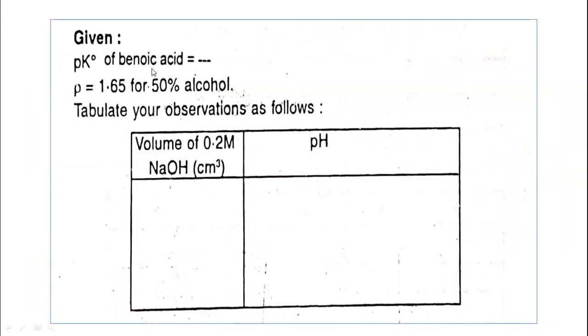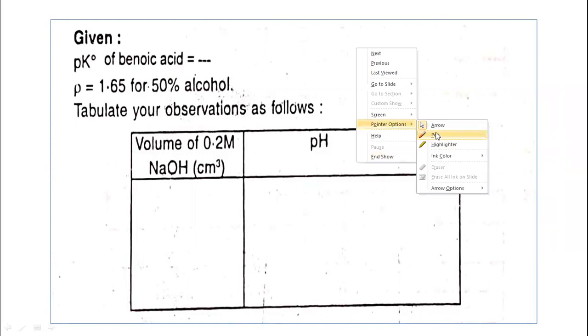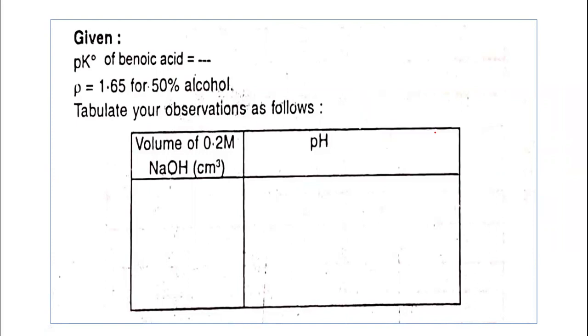This pK0 of benzoic acid is a given value, or we can determine this value also. And this rho is 1.65 for 50% alcohol. This value can be used in the calculation. That equation is known to us, so let us see that equation now.